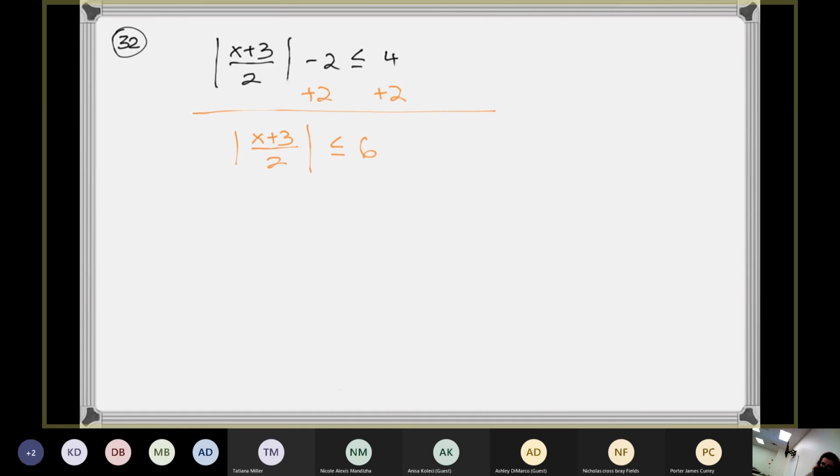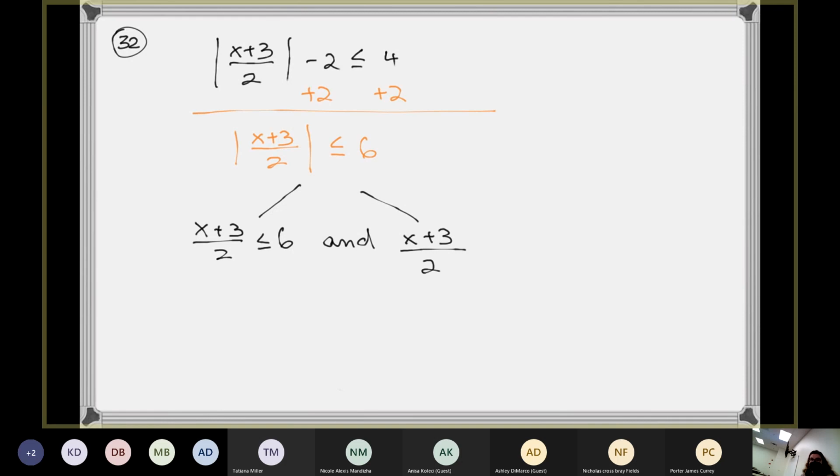And we're still not multiplying by 2. The first step, the next step should be to rewrite the problem. Now to rewrite the problem, we're splitting it into 2, drop the absolute value, and this would be x plus 3 over 2 is less than or equal to 6, and x plus 3 over 2 is what?